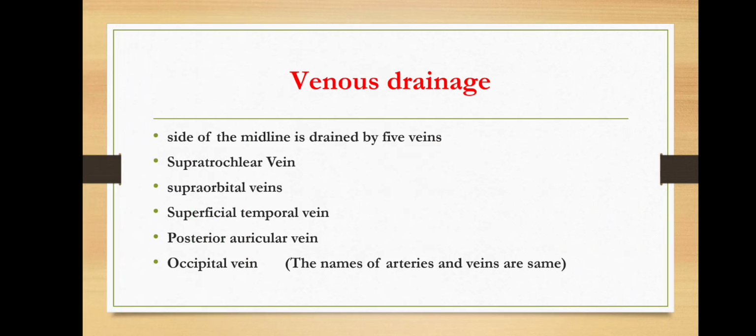Okay. Next, venous drainage of the scalp. The venous drainage of the scalp is done by 5 major veins. Those are supratrochlear vein, supraorbital vein, superficial temporal vein, posterior auricular vein, and the occipital vein. Don't bother about that. The names of arteries and veins are the same. So if you learn the arteries' names, you can write the veins also. So it is a point to remember here. The venous drainage is done by 5 major veins.